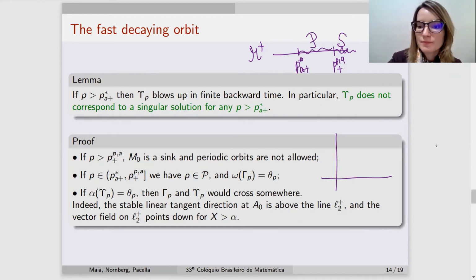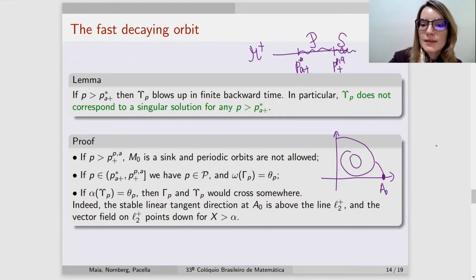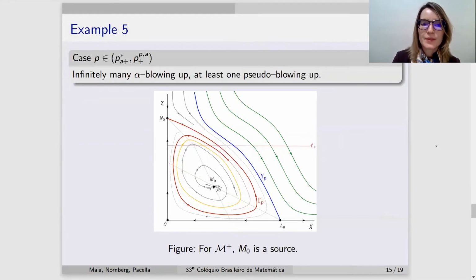In this case, the regular trajectory is converging to a periodic orbit, and if we have this fast decaying trajectory issued, which arrives at A0, coming from this periodic orbit, then a crossing would occur, and this is not admissible. So that's how we see that we don't have non-trivial singular solutions in this supercritical case.